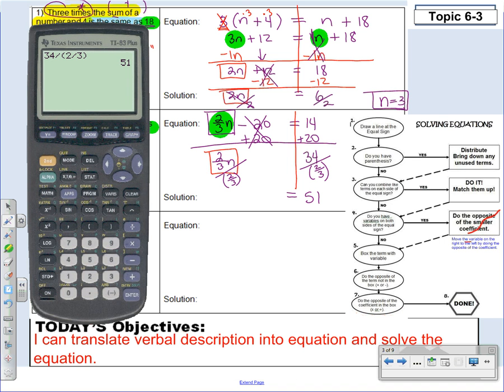On the left-hand side, the 2/3 on the top will cancel with the 2/3 on the bottom, and we're left with n. So n is equal to 51.